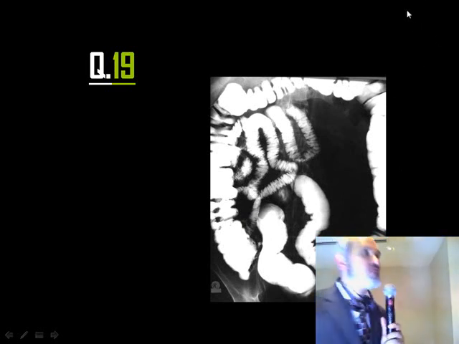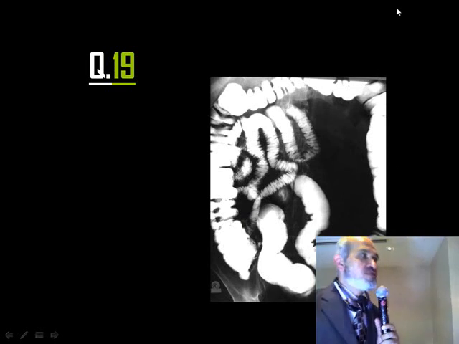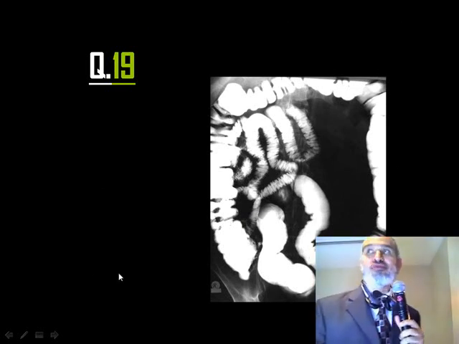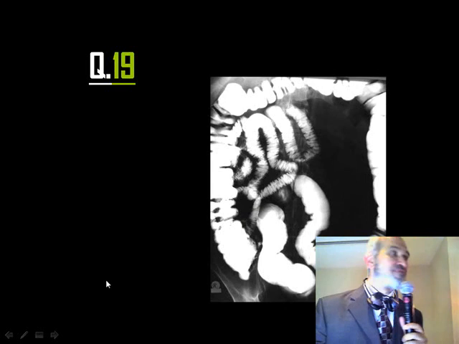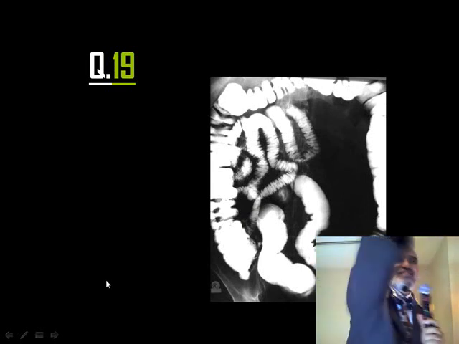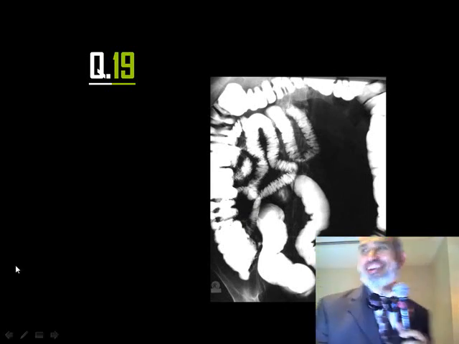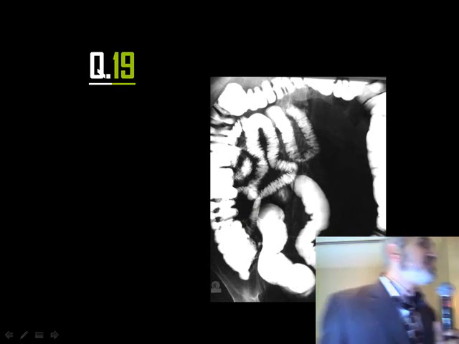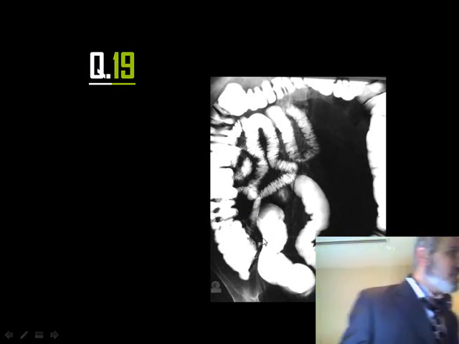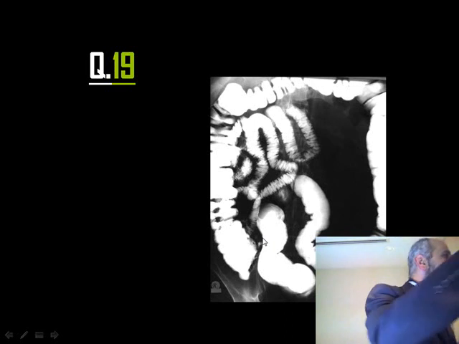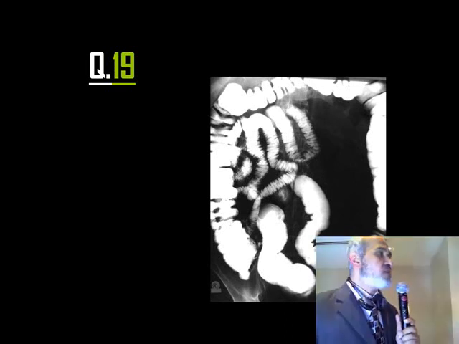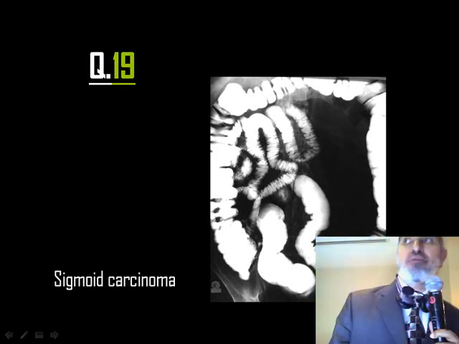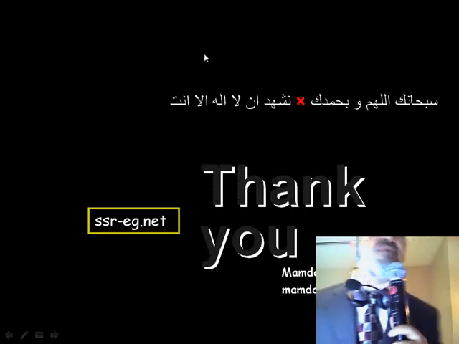Then you see. Do you see the site of the lesion? Down to the left or to the right? Okay. What do you think about the stricture? A stricture in the colon is straightforward. This is malignancy until proved otherwise. The stricture of the colon should be considered as malignancy until proved otherwise.